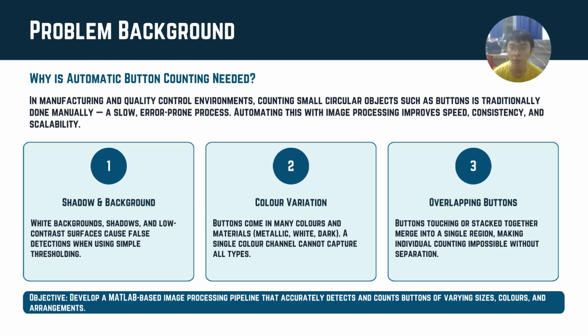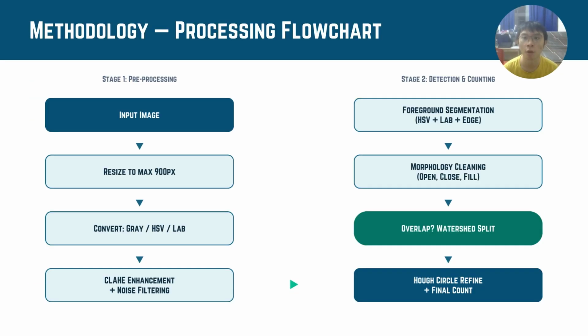First, shadow and the background can cause false detection. Second, the buttons come in different color and material, making them difficult to detect using a single color channel. Third, the buttons may overlap or touch each other, causing multiple buttons to appear as a single object. Therefore, our objective is to develop an image processing pipeline that can accurately detect and count buttons under these challenging conditions. This slide shows the overall workflow of our system.